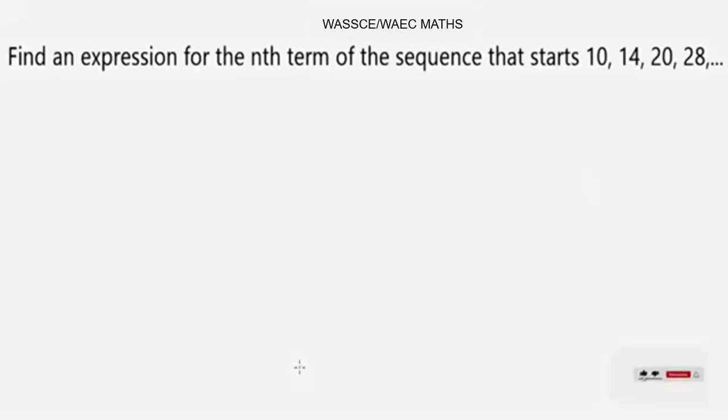Let's look at this problem. Remember, we're now looking at how to find the expression of an nth term of a quadratic sequence. Now, this is a typical example. The question says find an expression for the nth term of the sequence that starts 10, 14, 20, 28. To begin with, our term numbers n are 1, 2, 3, 4.